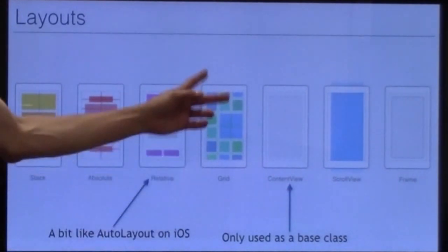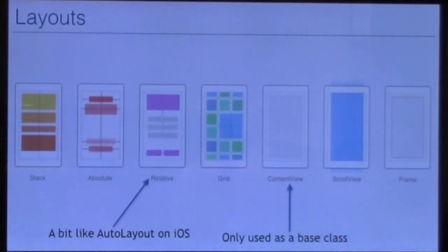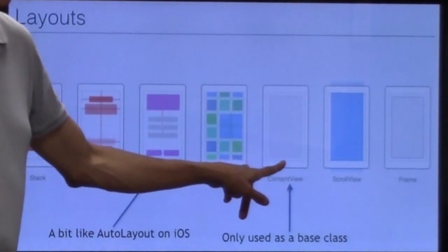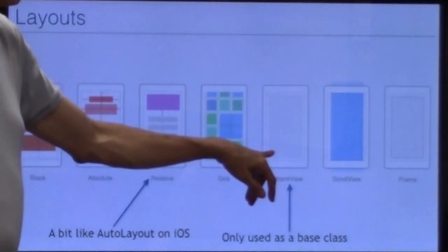Basically, you can specify that everything is in an N by M grid, and then for each of your UI elements, what grid part it's in, and how many grid elements it spans. So it works pretty well if you've got things that are laid out in a nice form like that. Content view is typically just used as a base class for other views, other layouts.